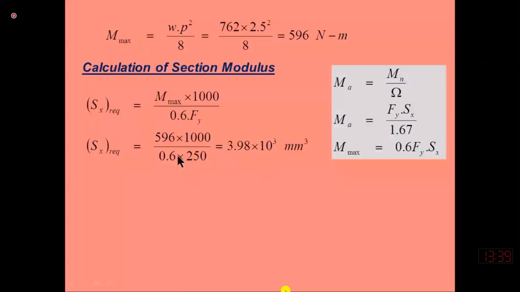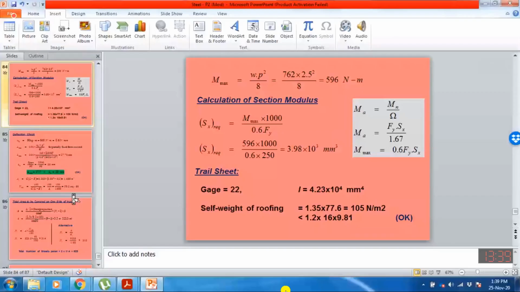Depending upon our required section modulus, we will select the sheet from the table which is given in LRFD. This table is also given in LRFD. I am showing it over here.